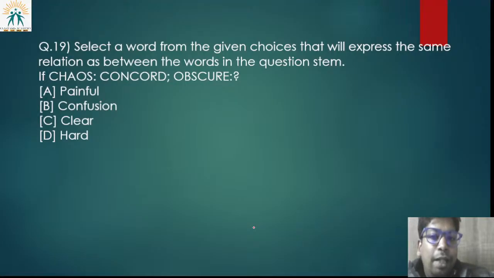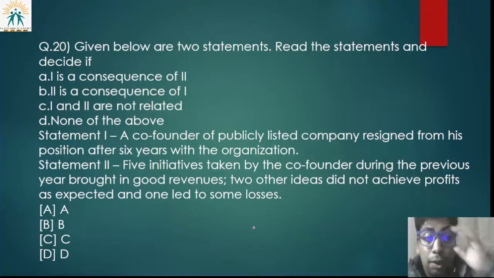Select a word from the given choices that will express the same relation as between the words in the question stem. Chaos to concord. Concordant is coordination, right? Chaos is randomness. Obscure to what? Now, chaos and concord is antonyms, opposite. Obscure to clear. Simple. Yeah, perfect. Kamya. Very good.